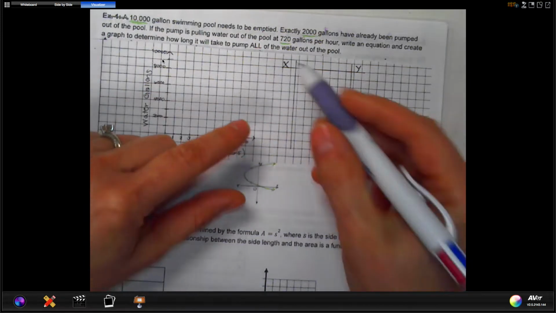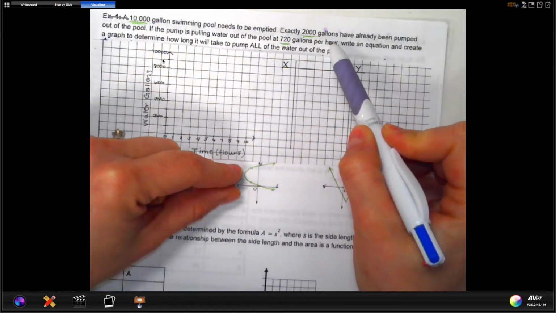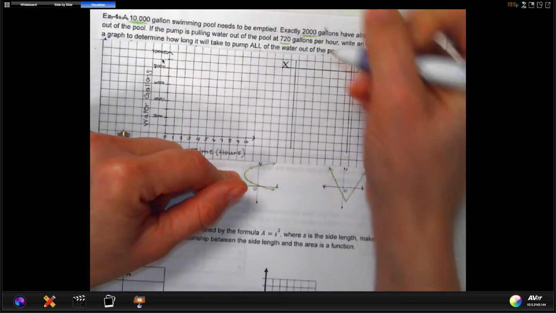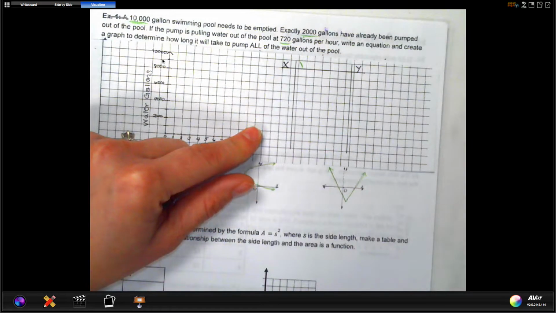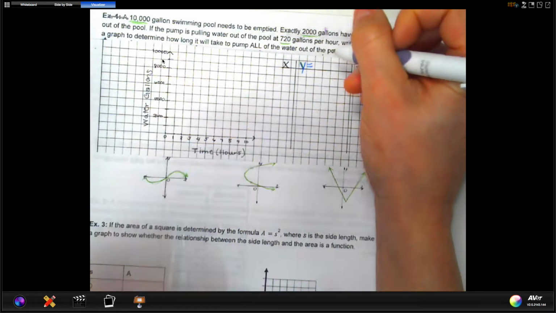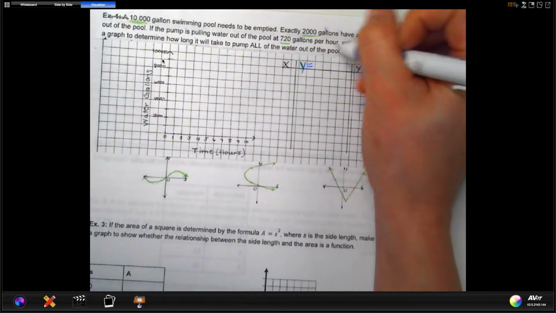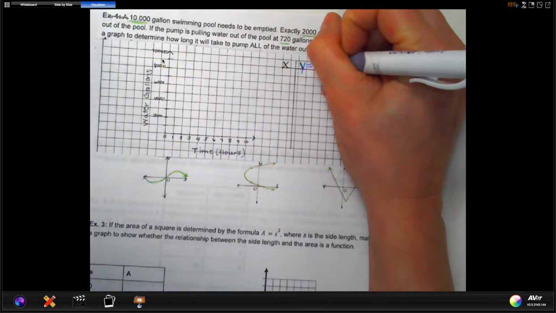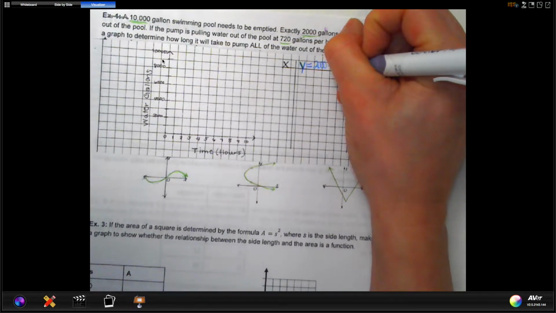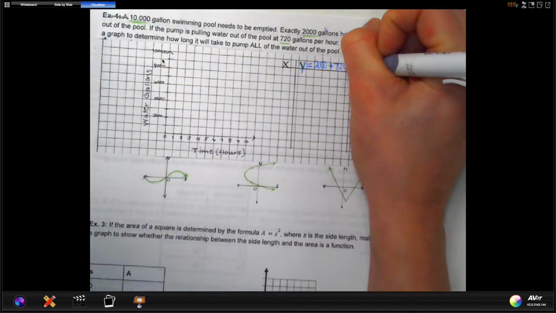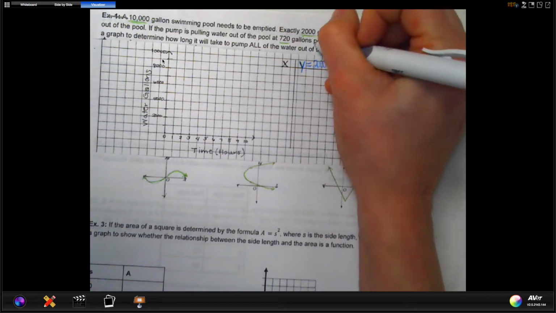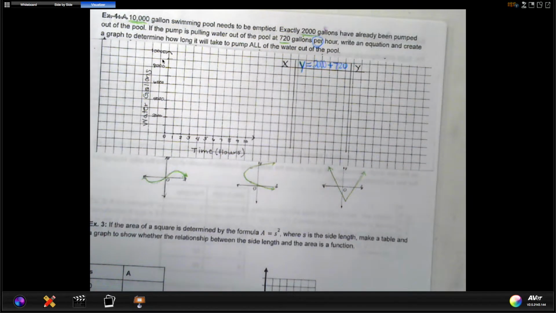So in the equation, what we're trying to use is the 2,000 gallons that's already been pumped out and the 720 gallons per hour. So remember, our equation, we really want it to be y equals, well, 2,000 gallons have already been pumped out and 720 gallons are being pumped out per hour. So I'm going to start with the 2,000 that's already been pumped out. Then I'm going to add the 720 gallons per hour. Now one of these needs an x on it for this to work. The word per on something indicates that this one is our rate.